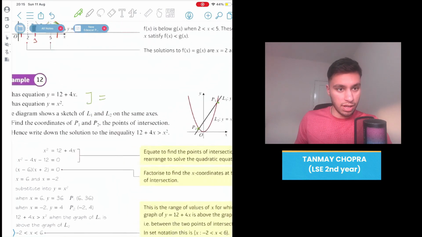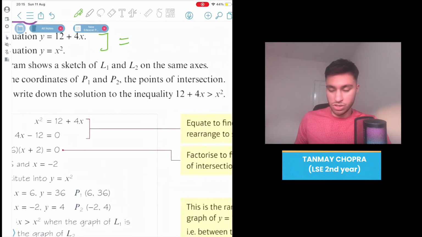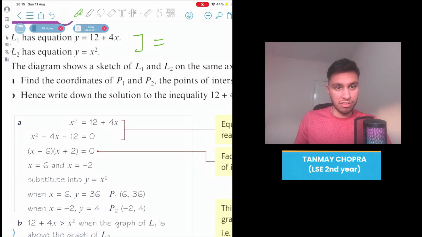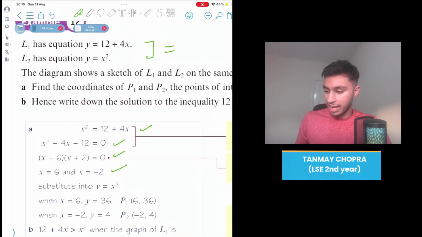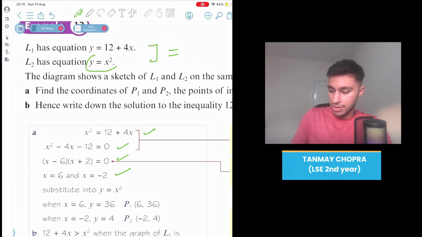If I zoom in a bit, we see x squared equals 12 plus 4x. Okay, good. Then we just take terms to the other side. Nice. We factorize. Nice. We know that. We get the values. Excellent. And we just plug these values back into y equals x squared, to find the values of y.